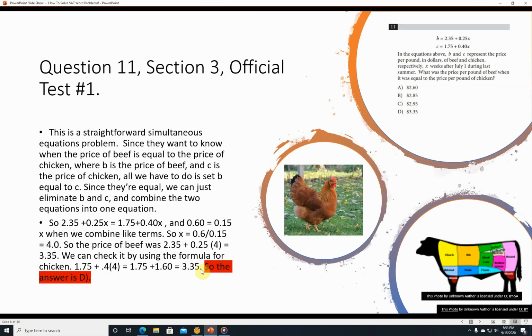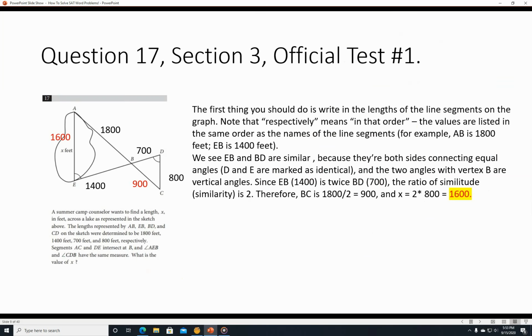I hope you're not upset that I didn't use the dollar sign here. Anyway, the answer is D, $3.35. Which a long time ago was the minimum wage, but that's not important right now.